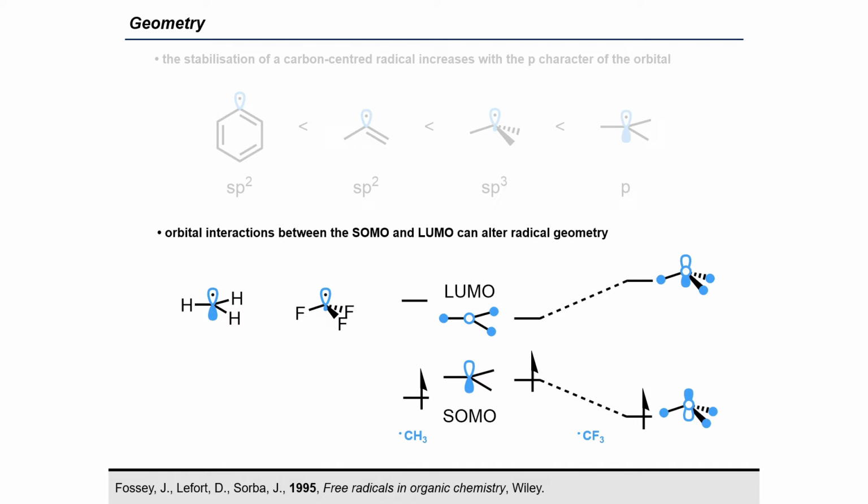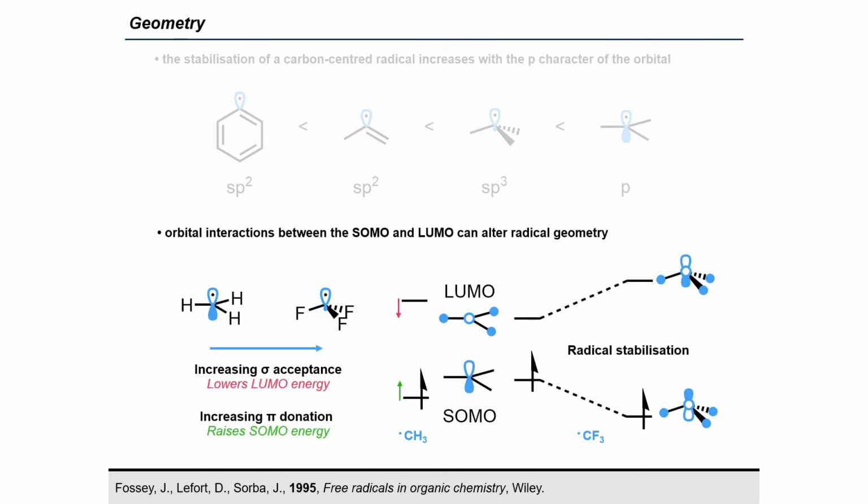However, as the electronic and steric nature of the radical substituents are varied from hydrogens, this can change. Taking the trifluoromethyl radical on the screen as an example, we can see that this adopts an almost pyramidal structure. And this is due to in-phase interactions between the SOMO and the LUMO, forming a new lower energy SOMO, resulting in radical stabilization. This favourable interaction can occur due to the increasing sigma acceptance of the fluorine atoms in comparison to the hydrogens, which results in a lowering of the LUMO energy.